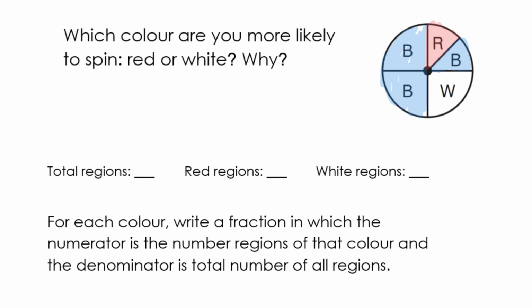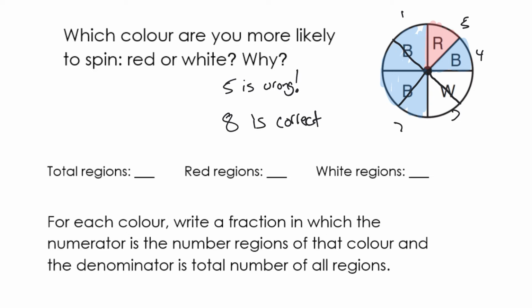Well, how many total regions are there in this spinner? I know you're going to want to say 1, 2, 3, 4, 5. 5 is wrong. If you recall, you have to make all the sections even. So in this case, 8 is correct. So there are 8 regions. Red is 1, white is 2.